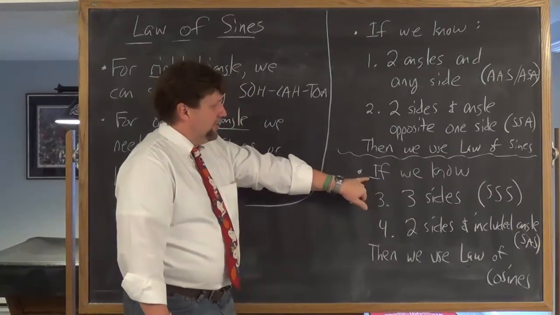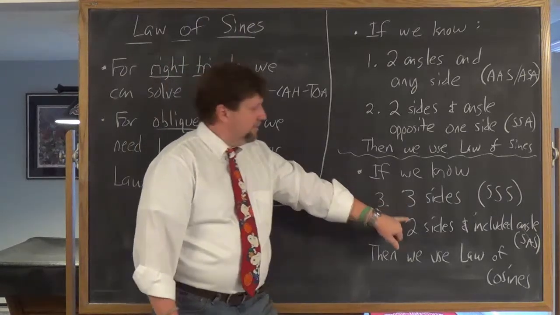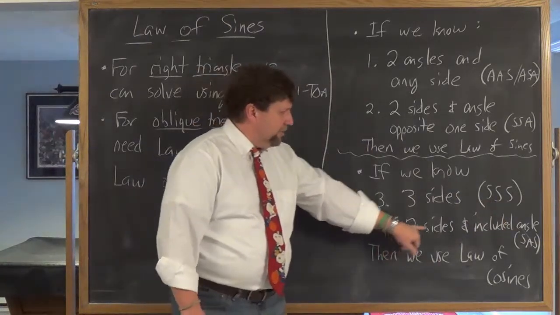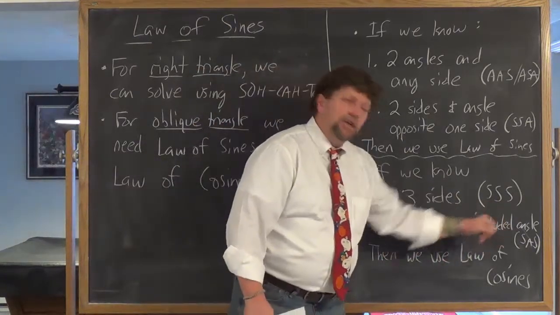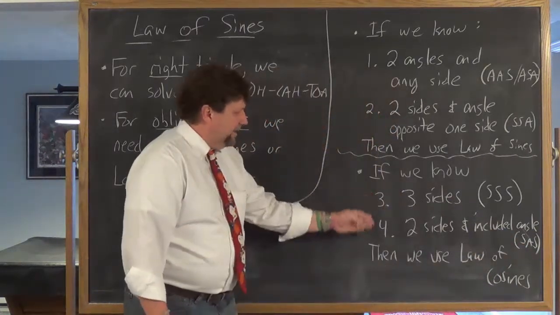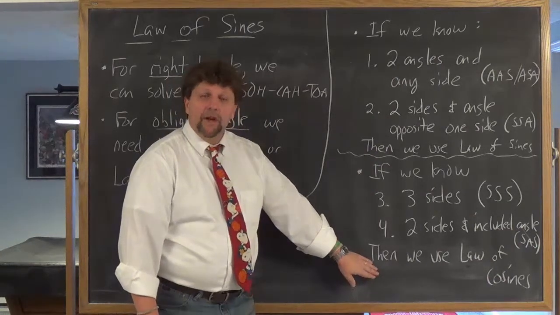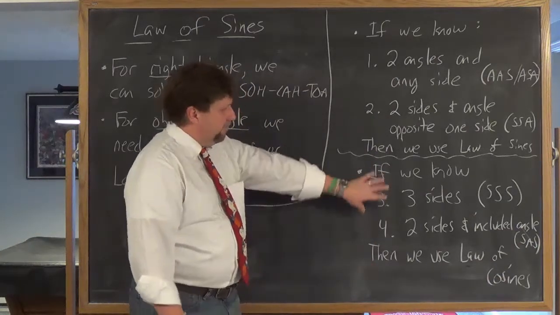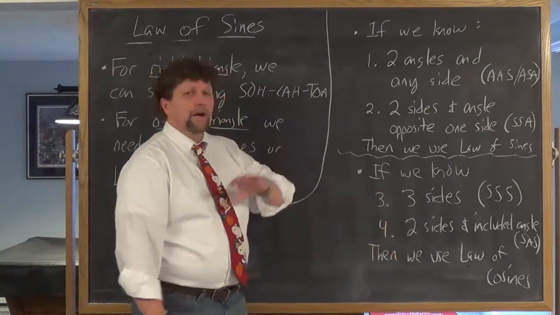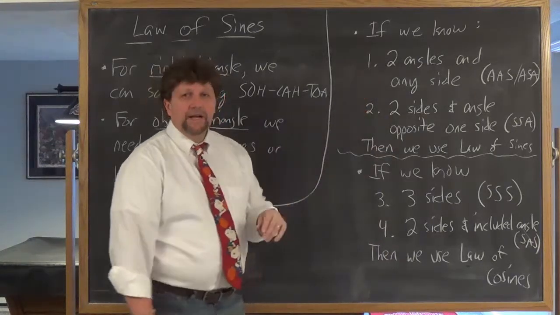However, if the information you're given for your oblique triangle is the measurement of all three sides, the side-side-side case, or you're given the measurement of two sides and the included angle, the side-angle-side case, in these situations we're going to start off by using what's called the law of cosines. Now, the law of cosines I'll look at in the next video. In this video, we are going to be dealing exclusively with the law of sines.